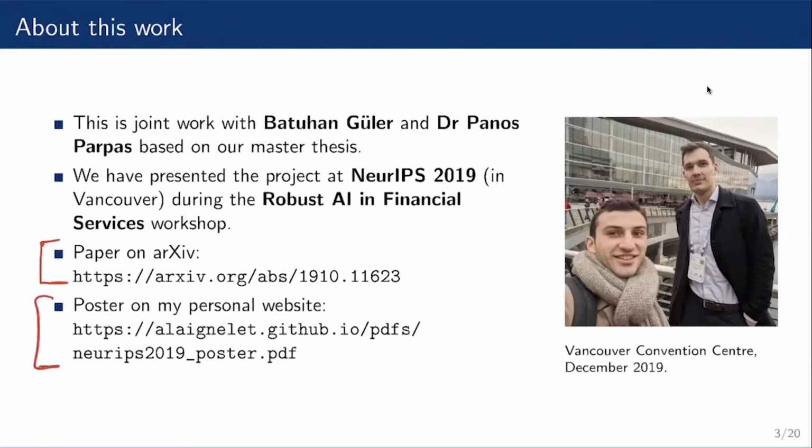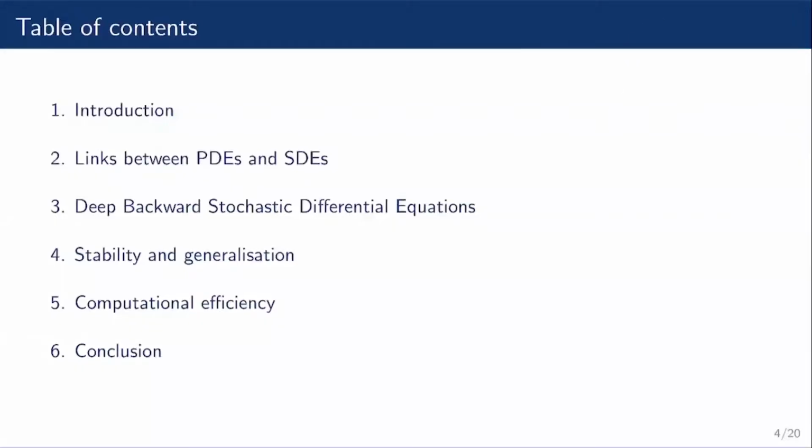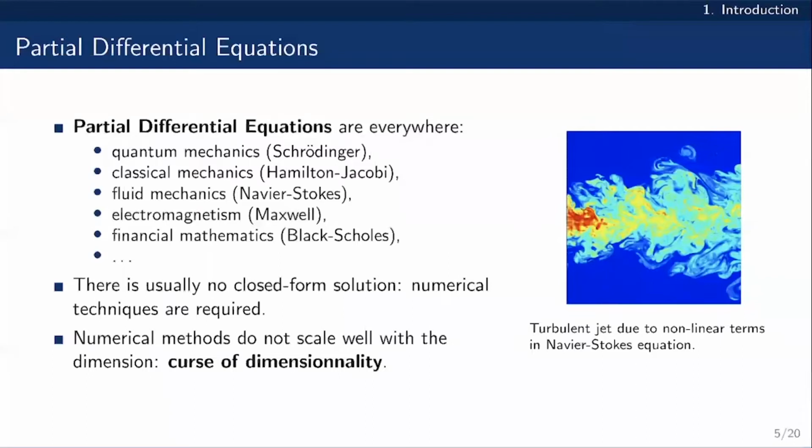at this address. After a short introduction, I will explain the links between partial differential equations and stochastic differential equations. I will introduce you to this deep backward stochastic differential equation, which is basically these neural networks we build on top of SDEs. I will then move to stability and generalization issues we had and we tried to tackle using some techniques. And I will also present results we had on improvement on computational efficiency before concluding at the end of this presentation.